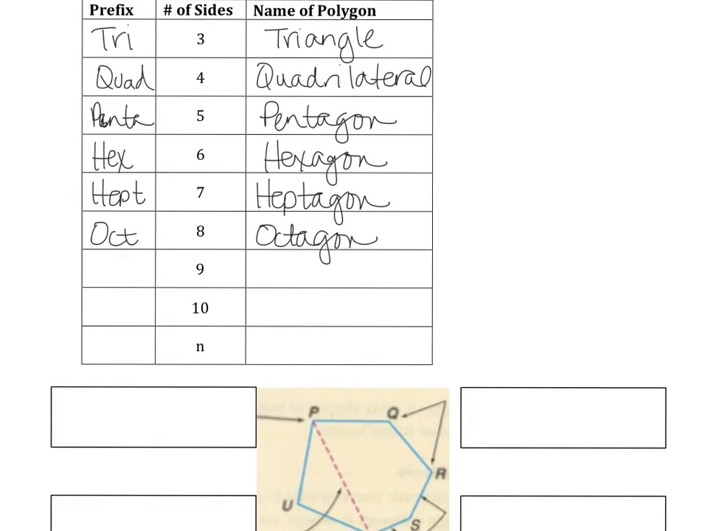Move up a little bit. Nine-sided figure is called a nonagon. And our prefix there is non. Last one we have right now is a decagon, 10-sided figure, and that prefix is deca.